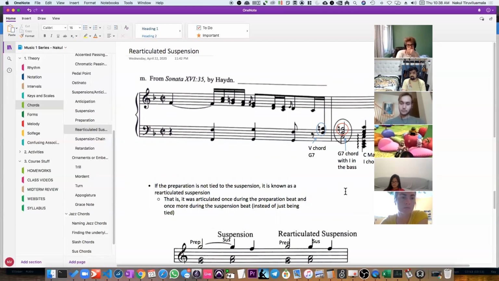So this right here is, what should we say? This is a rearticulated suspension. Good stuff, right?